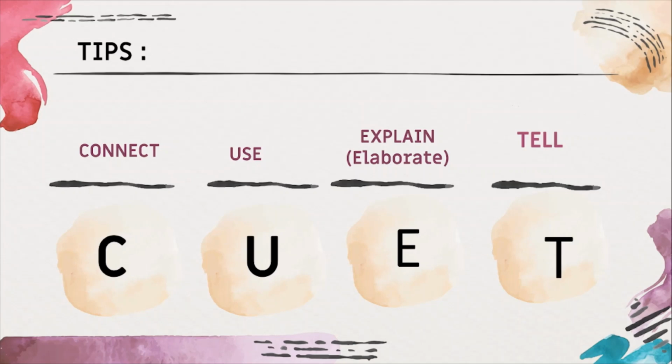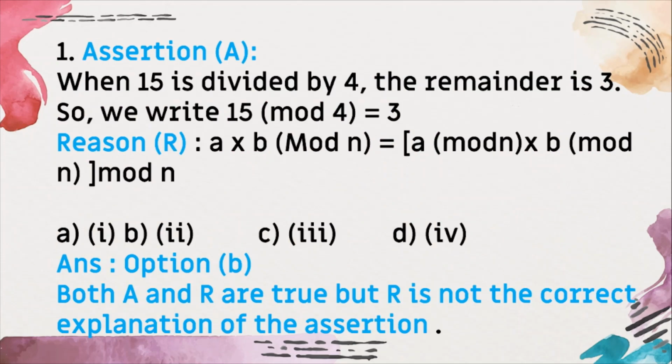So if it follows this CUET, we can say option 1 is true because it is following the CUET: it is connected, it is used, it is explaining, it is telling. The assertion is explained by the reason, connected to the reason, used by using the reason, and the reason tells about the assertion. Like that, you can connect the two statements. See question 1.